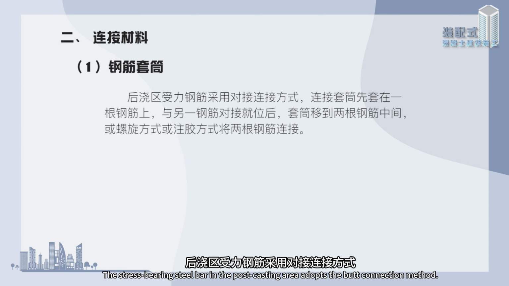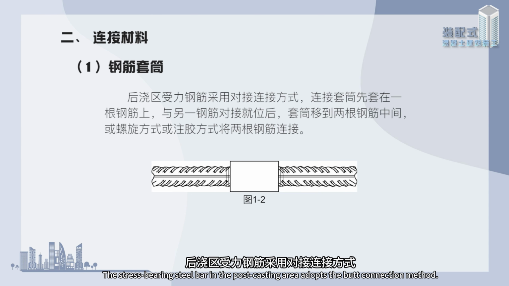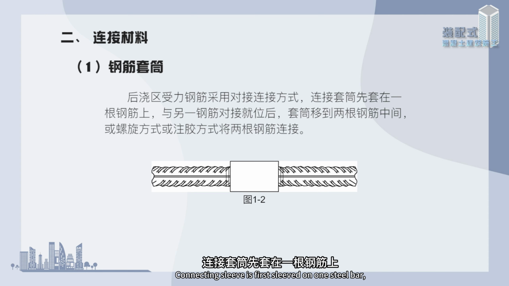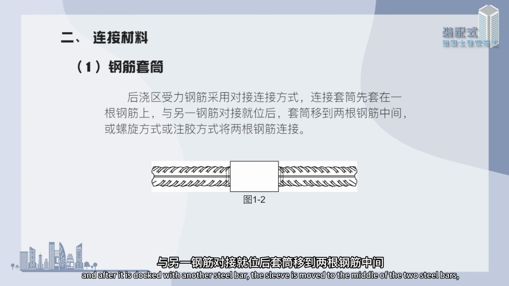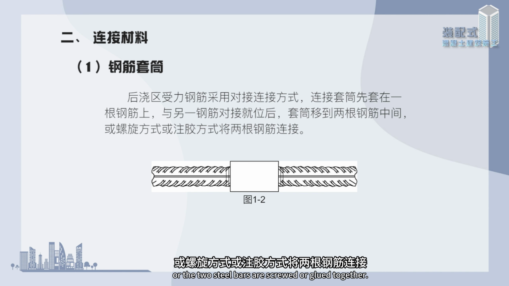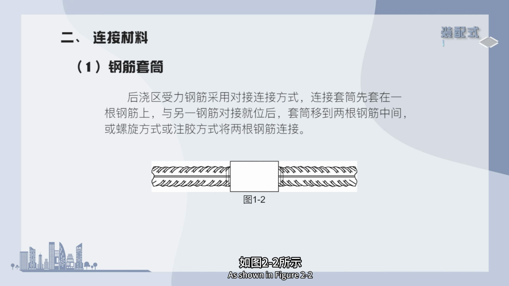The stress-bearing steel bar in the post-casting area adopts the butt connection method. The connecting sleeve is first sleeved on one steel bar, and after it is docked with another steel bar, the sleeve is moved to the middle of the two steel bars, or the two steel bars are screwed or glued together, as shown in Figure 2-2.